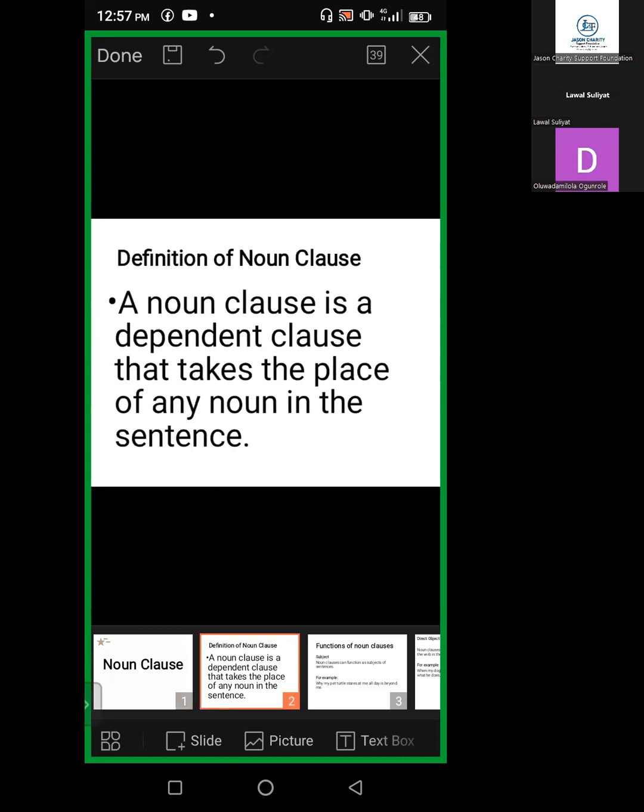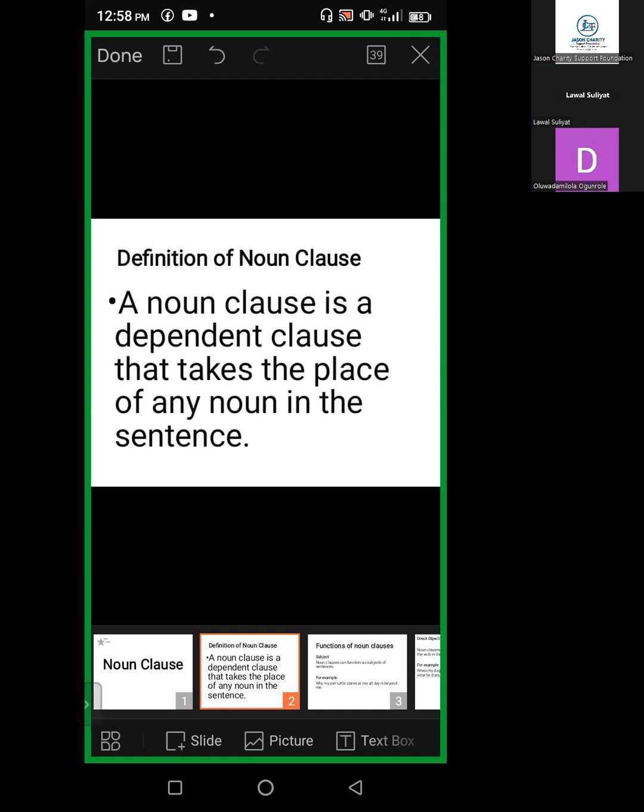Now, what's a noun clause? A noun clause is a dependent clause that takes the place of any noun in a sentence. Now, in any sentence or any expression you have made and you realize that you are able to use a noun in it grammatically, it means a noun clause can feature or can be used in it, replacing the noun you have there earlier. So it means you can write a sentence, you have a noun in that sentence, you can remove that noun and you replace it with a noun clause. So that is what a noun clause is.